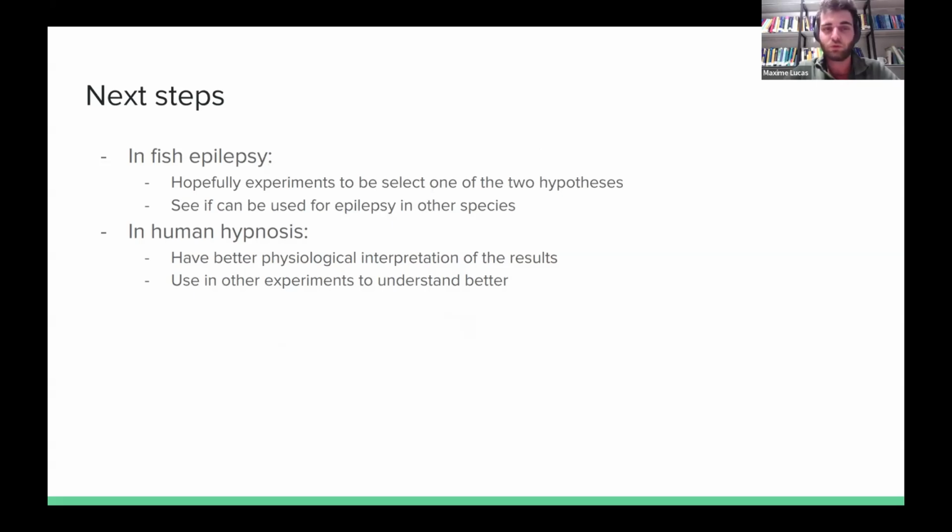I basically told you already what I wanted for the next steps in fish. Hopefully we can select one of the two hypotheses that we had for explaining this last result and see if it can maybe be used for epileptic recordings in other species and see what we can see there. In human hypnosis, it would be nice to interpret these results a bit better, not just in terms of theoretical models, but maybe see if we can find out a bit more.